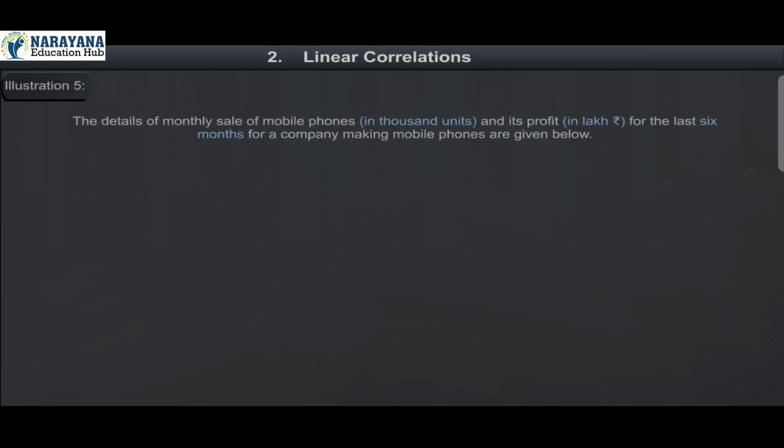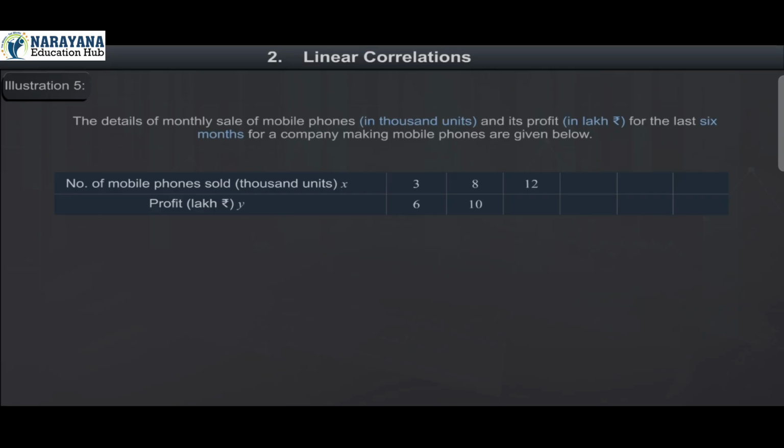Illustration 5. The details of monthly sale of mobile phones in 1000 units and its profit in lakh rupees for the last 6 months for a company making mobile phones are given below. Number of mobile phones sold in 1000 units X; profit in lakh rupees Y: 3, 6; 8, 10; 12, 15; 5, 10; 7, 9; 5, 8. Find the correlation coefficient between number of mobile phones sold and its profit.